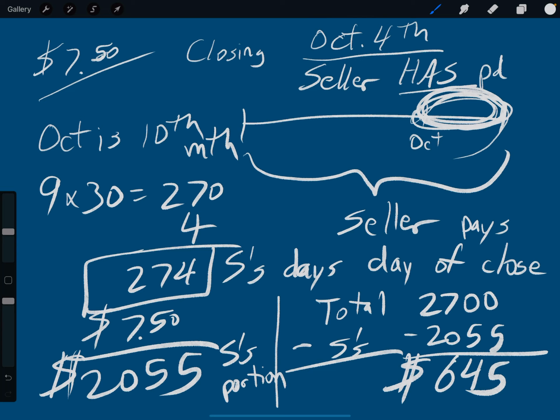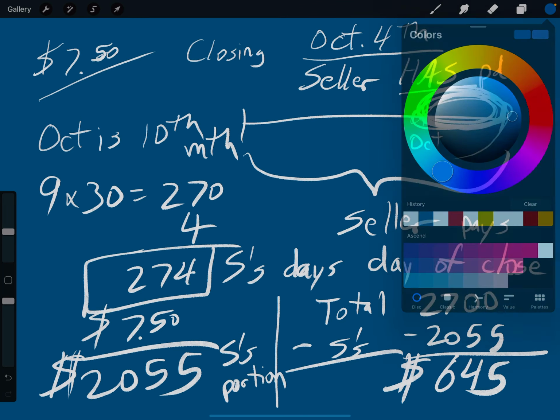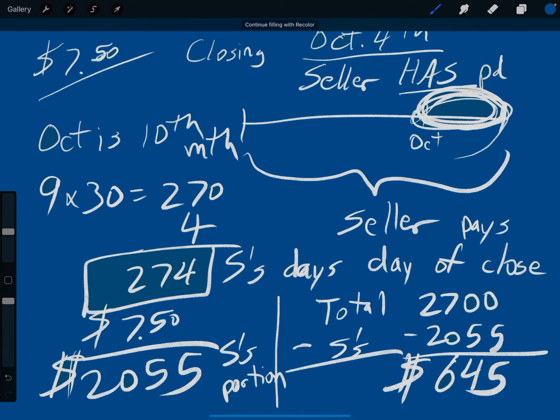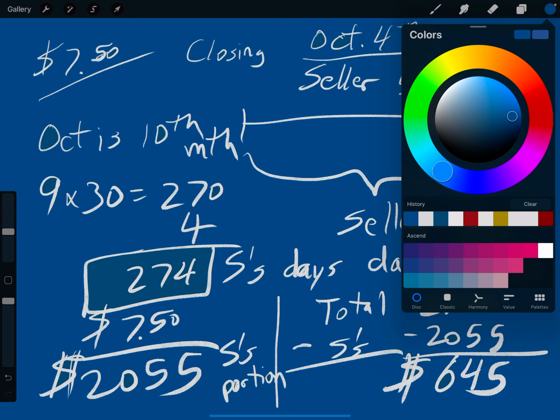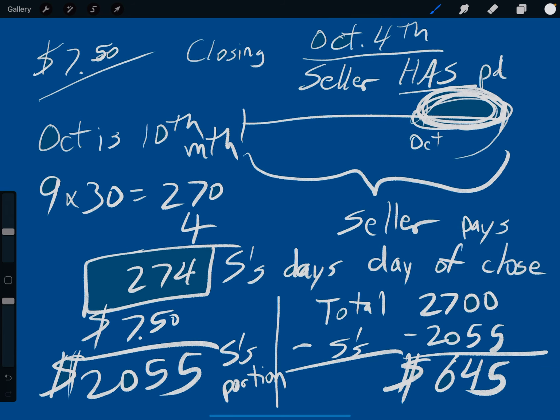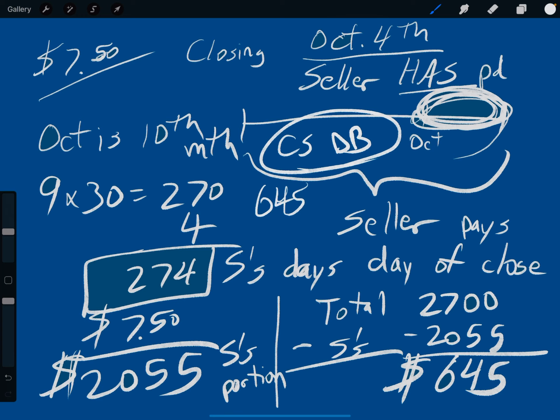That's the buyer's portion, and that's the amount we need because we need to give that $645 to the seller. That means it's a $645 credit seller, debit buyer. Credit seller, debit buyer for $645. This is a mess on the screen here, but hopefully that makes some sense. So that was the second possibility.